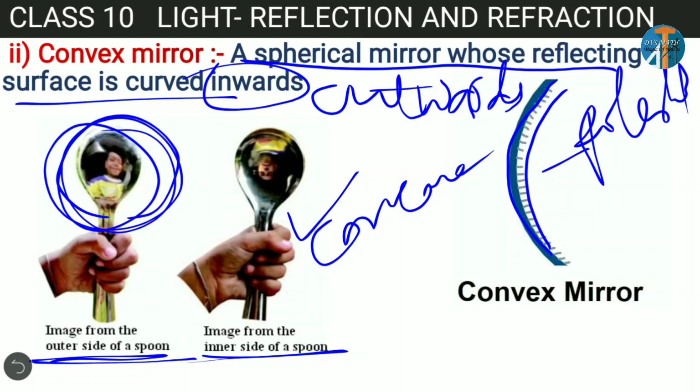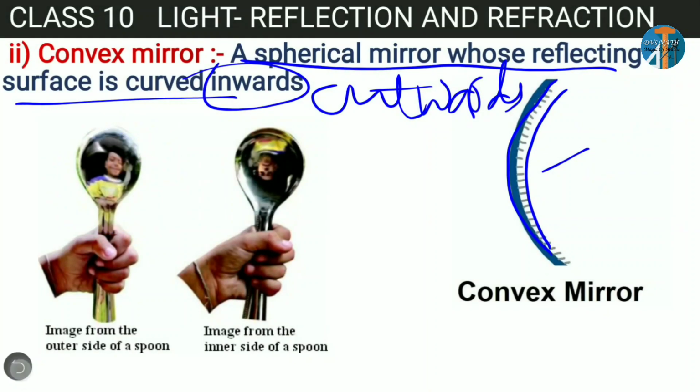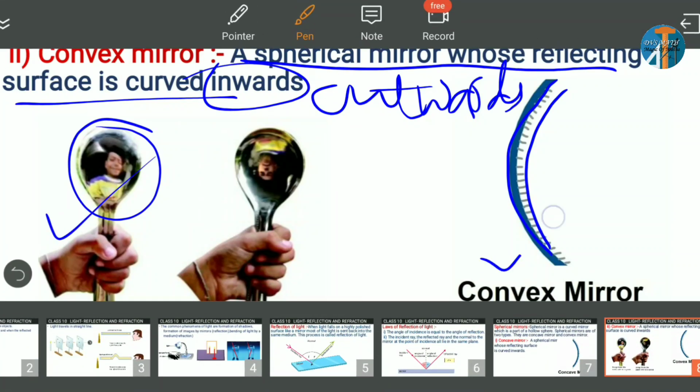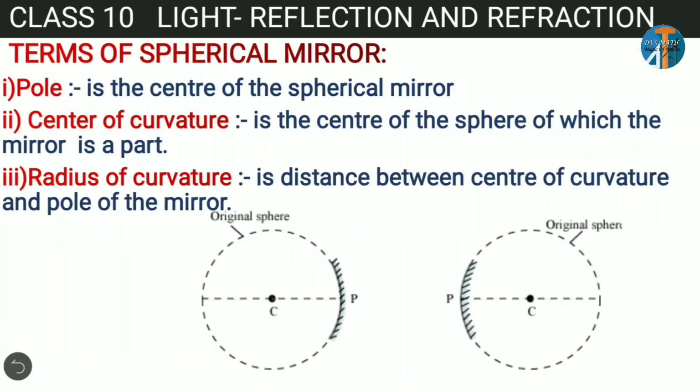So here if you consider it like this, it is the outward face of the spoon. So this acts as a convex mirror. And the inward side acts as a concave mirror. So this is about the two types of mirror. One is the concave mirror, another one is the convex mirror. In a concave mirror, what can you conclude? It is curved inwards. So the convex mirror is curved outwards. Clear? So let's move on to the next concept.